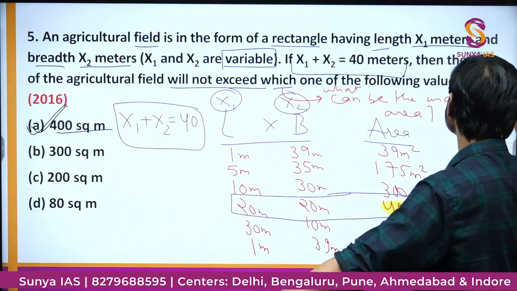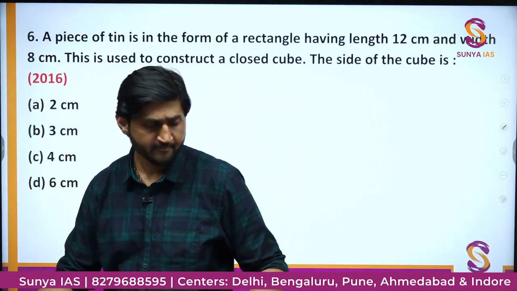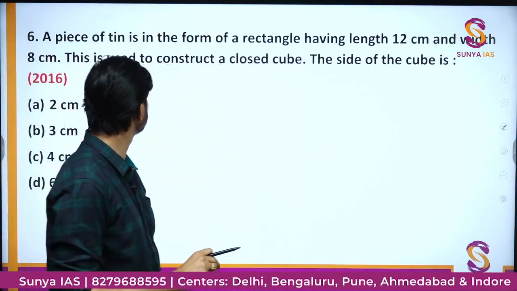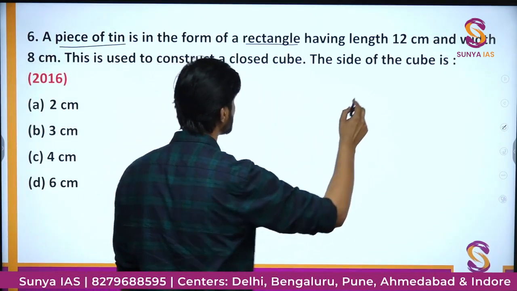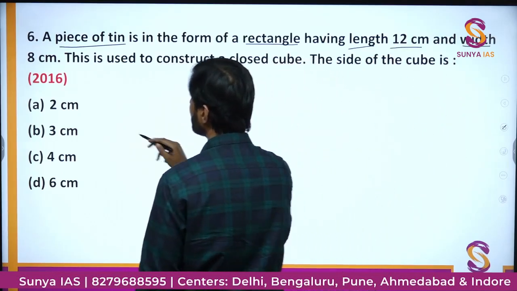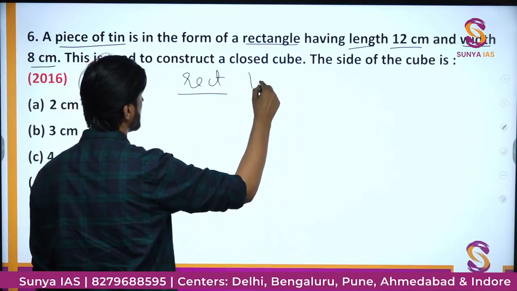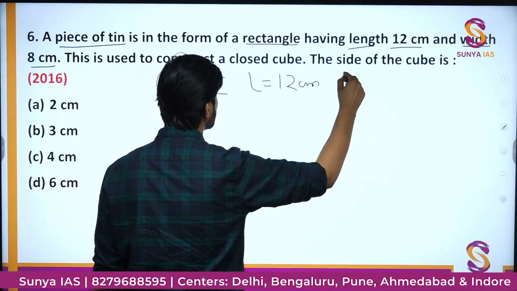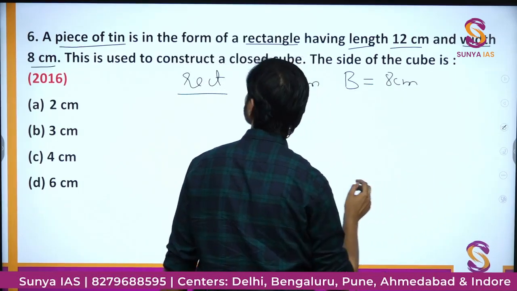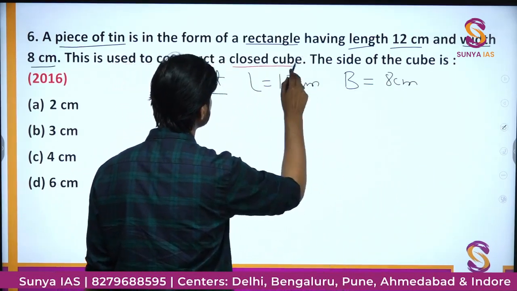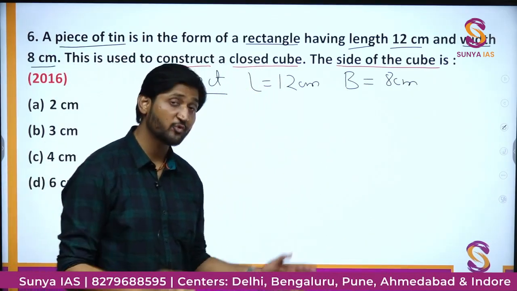And here also you just need to have the basic concepts ready, nothing else. So it's quite simple. In this question, let us read it. A piece of tin is in the form of a rectangle which has a length of 12 centimeters and a width of 8 centimeters. If we talk about the rectangle, the information given is length 12 cm and breadth or width 8 cm. Further it says that it is used to construct a closed cube, so the side of the cube will be how much? Are you able to figure out the idea of the question?